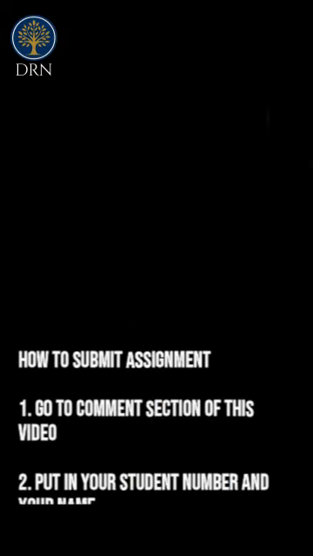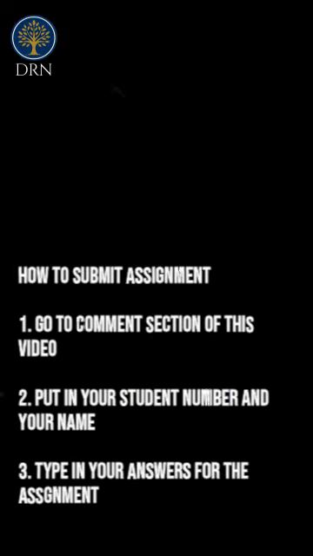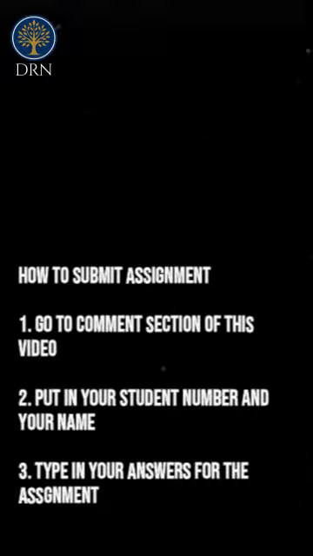This is how you do this assignment. You go straight to this video right now, you click the comment section, then you put in your student number and your name, and then you write your assignment under. So it is from the comment part of this video we'll be assessing your assignment. So we want you to do that right now. You go to the comment section, you put in your student number, your name, and you identify areas you can innovate.